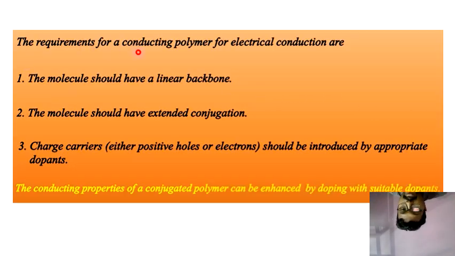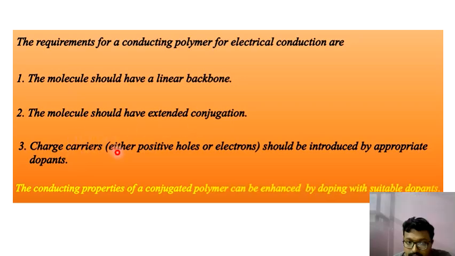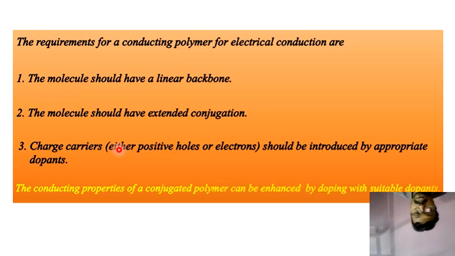So what are the requirements for a conductive polymer? There are three important requirements. First, the polymer should have a linear backbone. Okay, this is the first important one. If it is not linear, then electrons cannot move easily. Second, it should have extended conjugation. Conjugated pi bond must be present. And the third one is optional. If it is present, there will be much more conduction. If it is not present, conduction is also possible. So the third one is optional. It is called a charge carrier; either positive holes or electrons should be introduced by an appropriate dopant to make a conductive polymer.